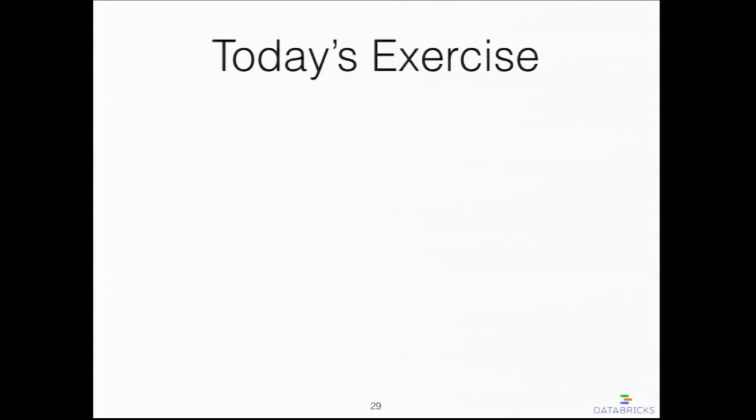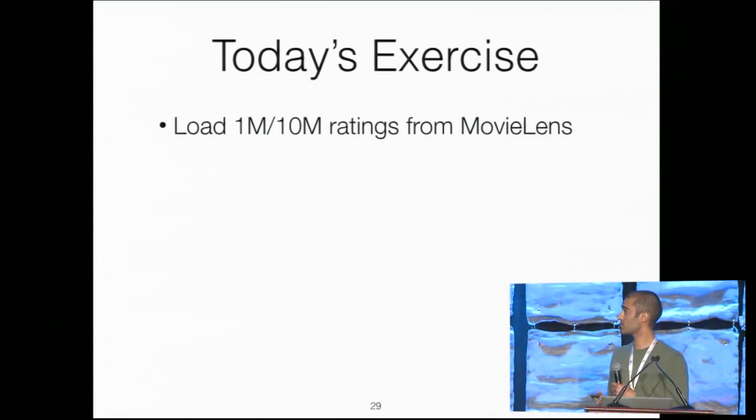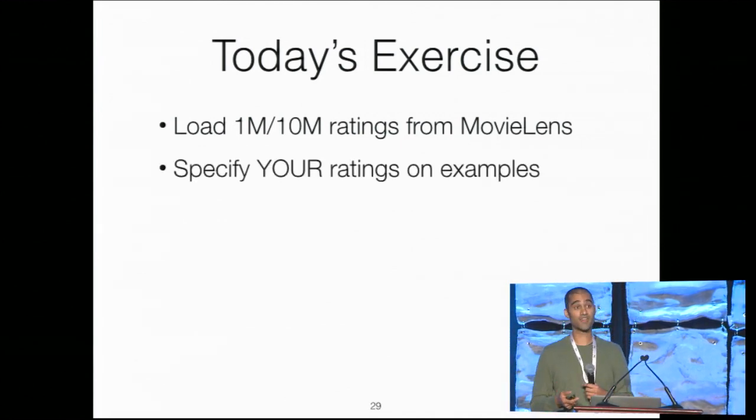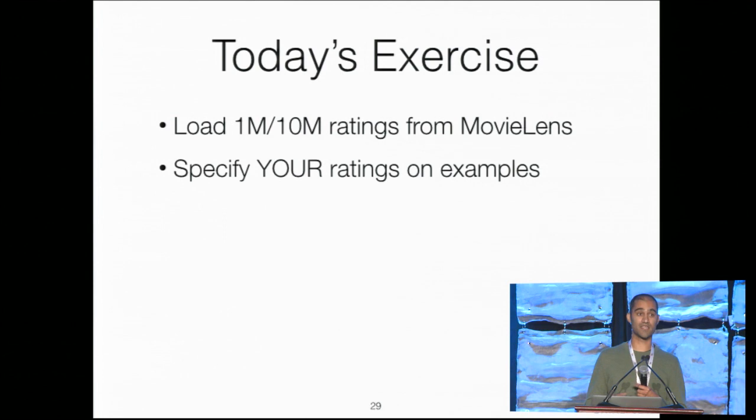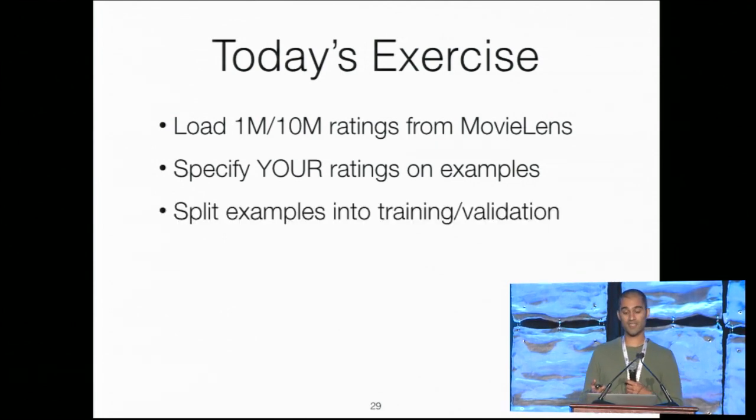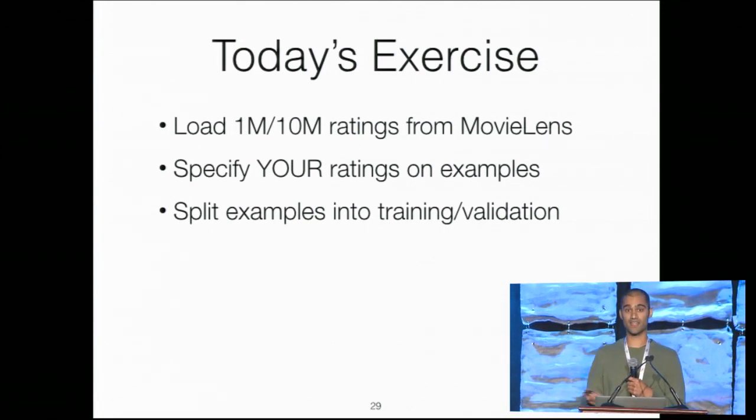All right, so that's a simple example. What you will be doing in your exercise today is extending that. You'll be working with the MovieLens data set. There are two versions of this data set, a smaller and a bigger one, with a million or 10 million ratings. You're going to be asked to rate some examples yourself of the movies that are included in this data set. Given this labeled data, you're going to split it into training and validation data.